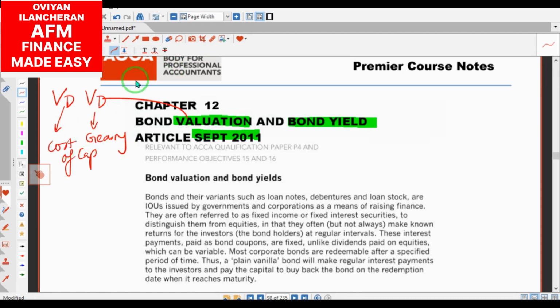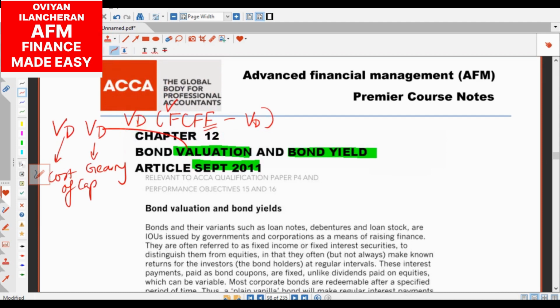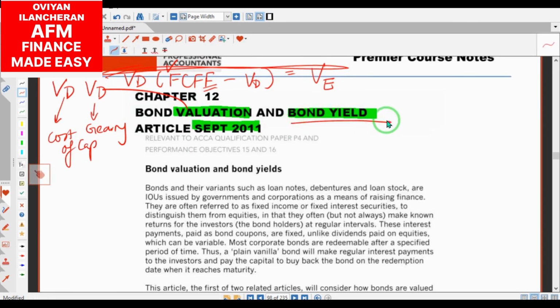Probably you need to do a valuation of debt in order to subtract it from free cash flows to the firm. Remember, in valuation using free cash flows to the firm, free cash flows to the firm minus the value of debt gives you the value of equity. So these are other areas where they'll ask you to find the value of debt. Basically, this chapter is all about valuation of debt as well as bond yield.